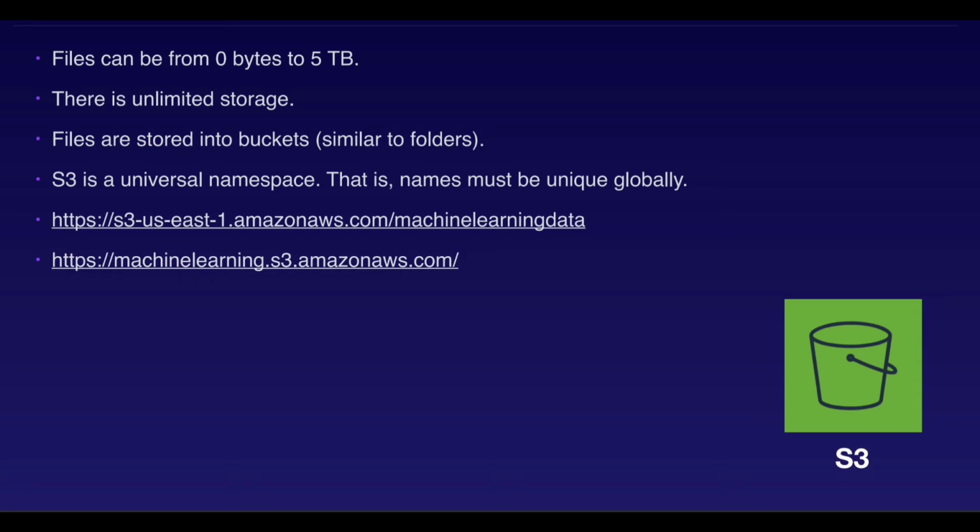So this is what an example endpoint of an S3 bucket would look like. It has S3, the region, amazonaws.com, bucket name. So in our case, the bucket name would be machine learning data. AWS supports two different ways to address endpoints, with path style like I just showed you, or the virtual hosted style.